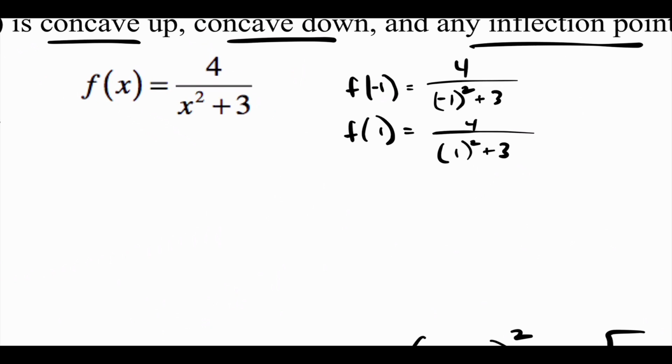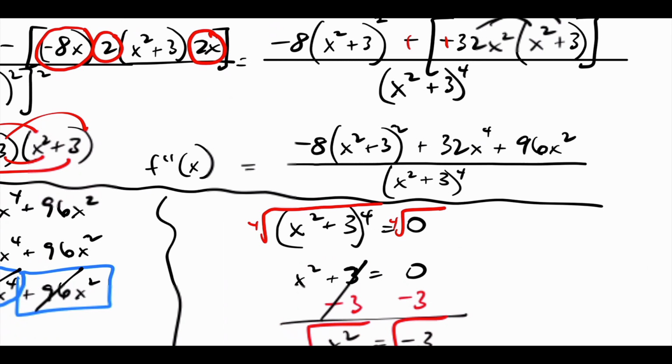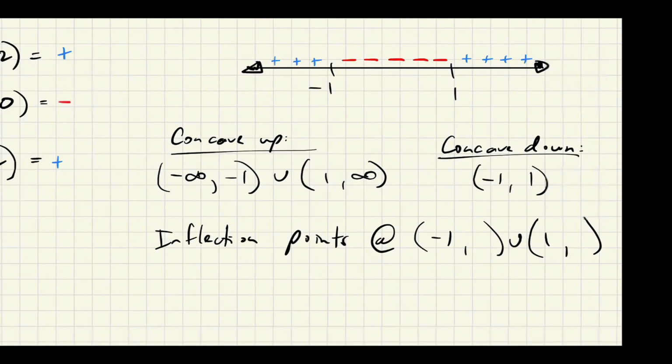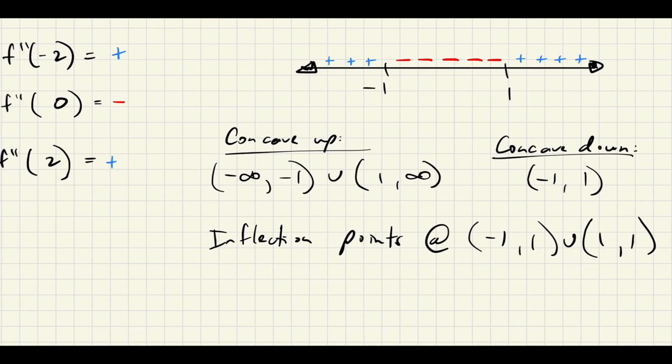You're going to get the same answer. 4 over 4, which is 1. So negative 1 comma 1, positive 1 comma 1, and you are done.